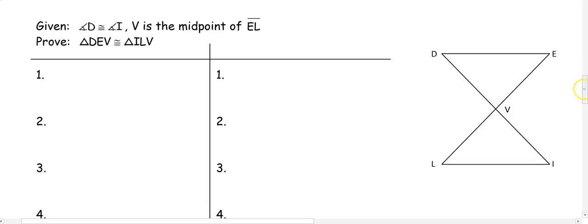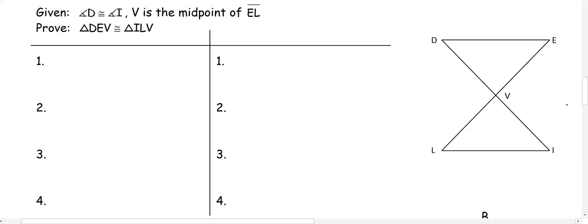In our next proof, we know that there's now 4 steps, and it's not filled in for us, so we're going to fill in our own proof. So first they told us that D is congruent to I, and that V is the midpoint of EL. So remember, if V is the midpoint, it's bisecting this side into two congruent parts. And whenever we have bow tie problems, remember, we can also mark vertical angles.